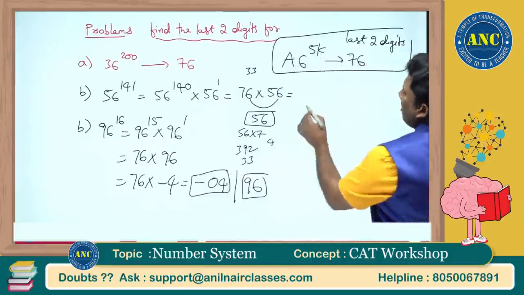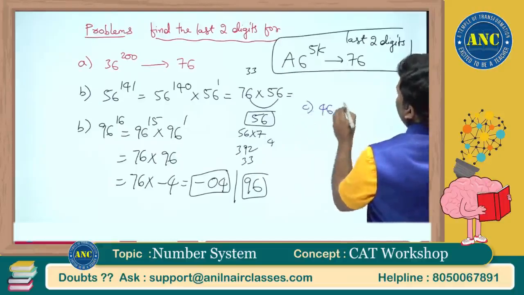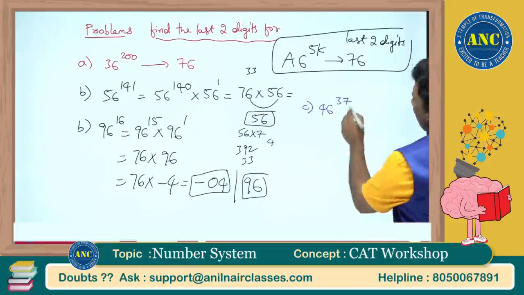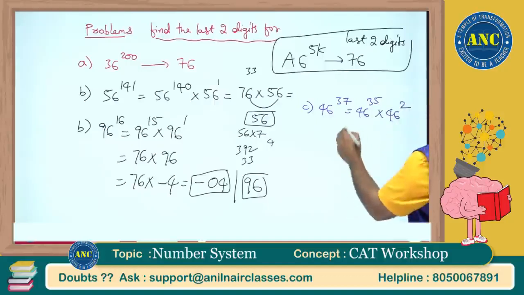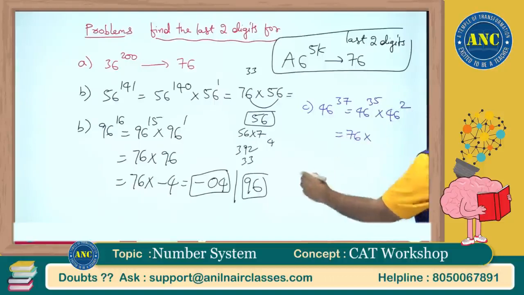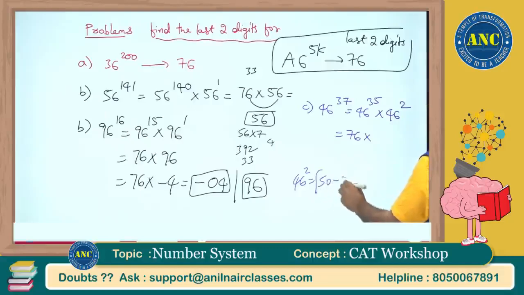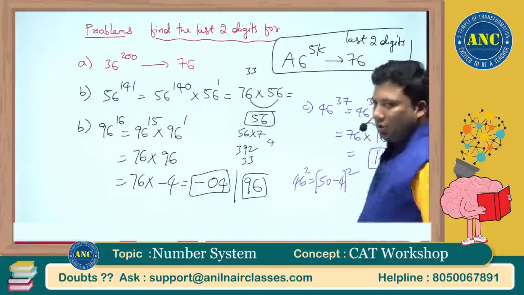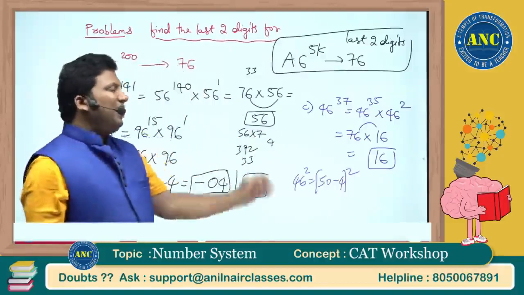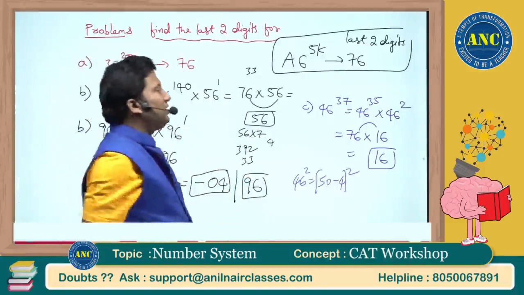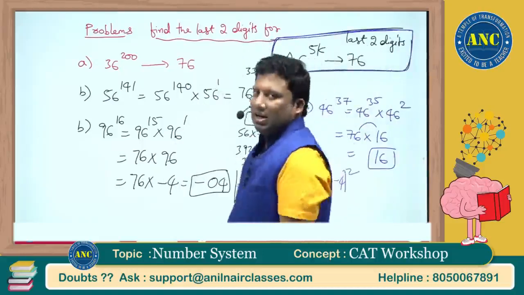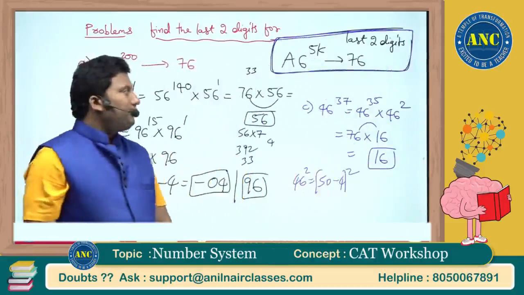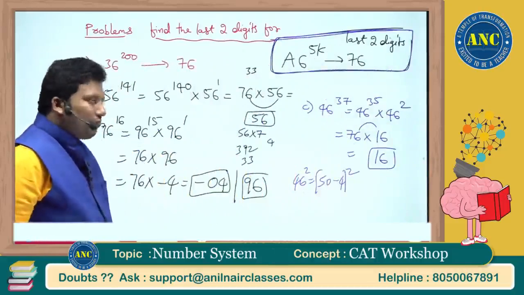Extremely easy question, sir. Suppose the question is 46 power 37. It is 46 power 35 into 46 square. A6 power 5k, the last two digits are 76. 46 square is (50 minus 4) square, so the last two digits are 4 square, 16. 76 multiplied by any power of 2, the last two digits are nothing but 16. If you get this kind of question, consider yourself lucky. A6 power 5k, the last two digits are always 76. I hope the idea is clear.